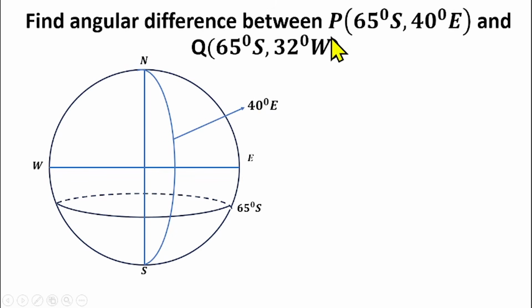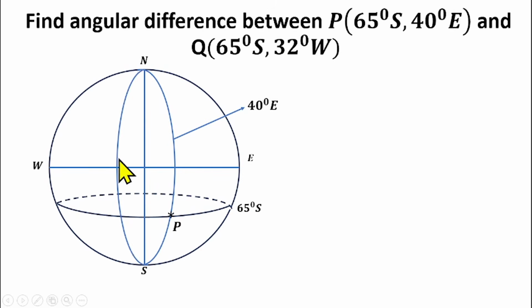Then where will point P be? Point P will be here, where the line of latitude meets with the line of longitude. So I will label it P. Then Q is also on 65 degrees south of latitude, but on longitude 32 degrees west. So that means Q is also on longitude 32 degrees west, which is going to be around here.